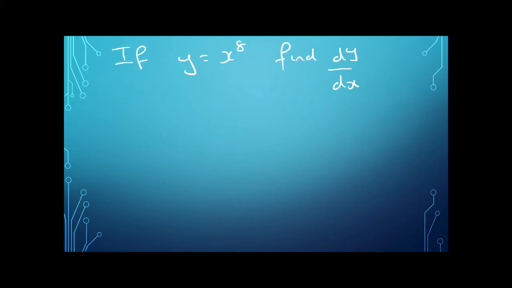If y is equal to x to the 8, find dy dx. Okay, so y is equal to x to the 8. We're being asked to differentiate to find dy dx. This number goes in front of the x, and then we take away 1 to give us 8x to the 7.